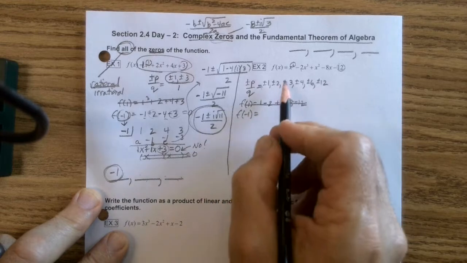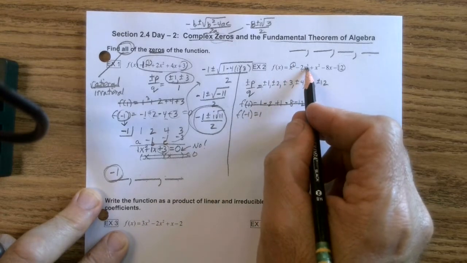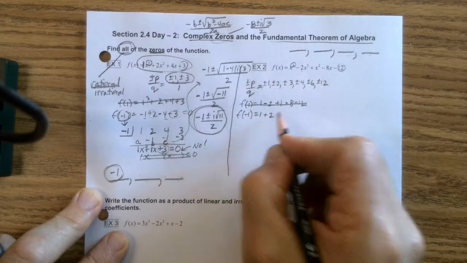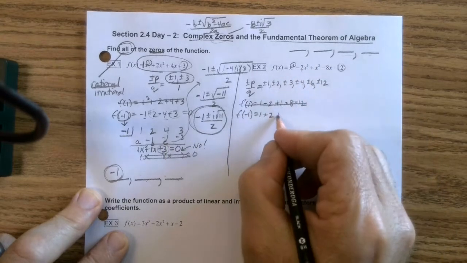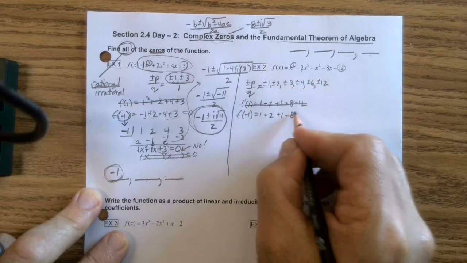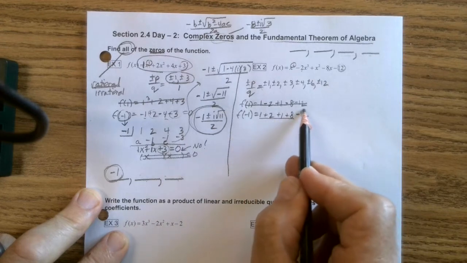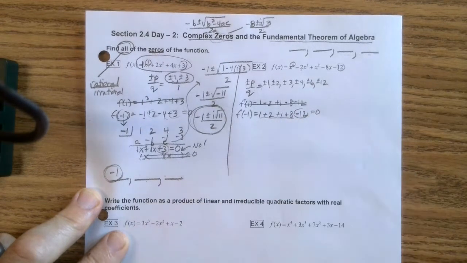Negative 1. Negative 1 to the fourth is 1. Negative 1 cubed is negative 1 times negative 2 is positive 2. Negative 1 squared is 1. Negative 1 times negative 8 is 8. And then minus 12. And look at that. This is positive 12, minus 12. We got ourselves a 0.